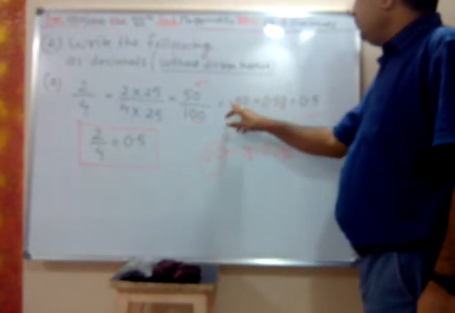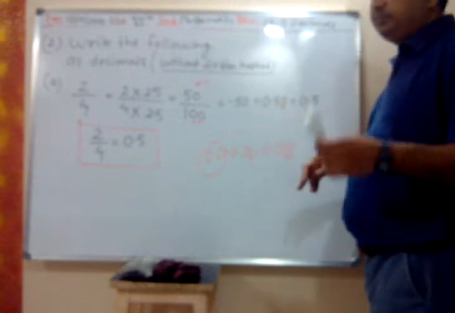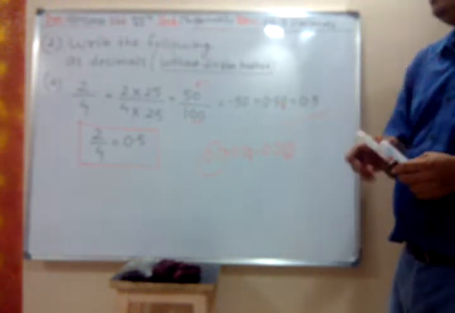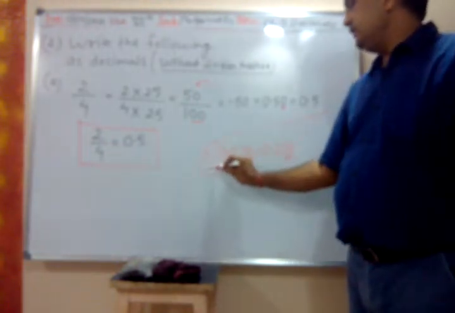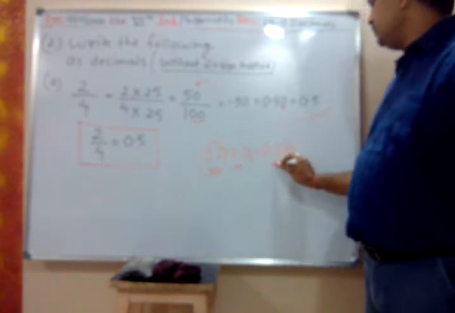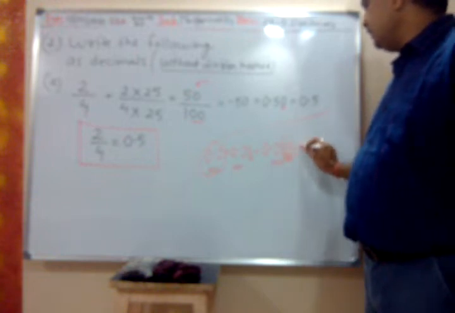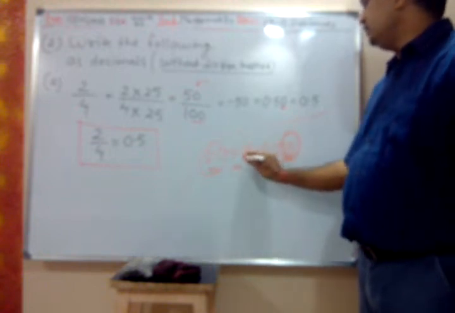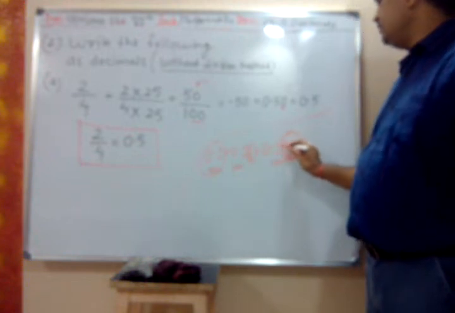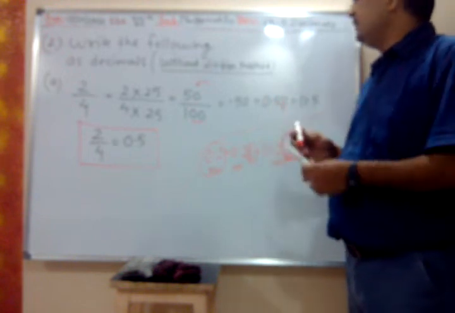0.50 is the same as 0.50; before the point there is no digit, so I can write 0.50. Now, in Exercise 5.2, the last problem which we solved, we showed that 0.2 is the same as 0.20 is the same as 0.200. After the point, I can remove the zeros on the right. So 0.20 is the same as 0.2, and 0.200 is the same as 0.2. So I can remove this 0, and that will be 0.5. So 2 upon 4 is the same as 0.5.